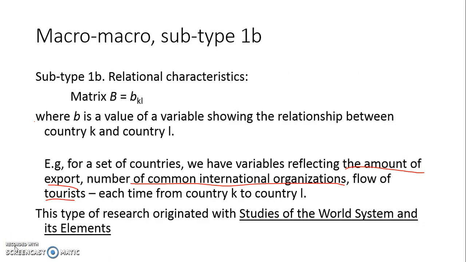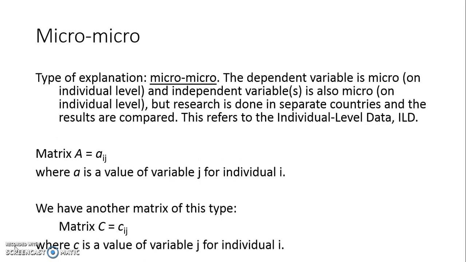So we've done the macro to macro, now we have the micro to micro. So the micro to micro is when the dependent variable is micro on the individual level, and the independent variables are also micro, usually on the individual level. But the research is done in separate countries, and the results are compared. This is referred to as individual level data, or ILD, although I'll be honest with you, I don't ever use that term.